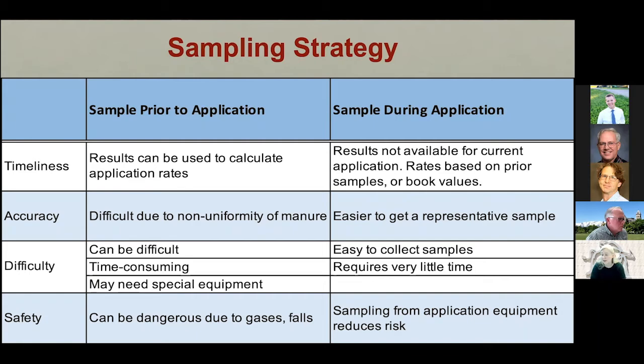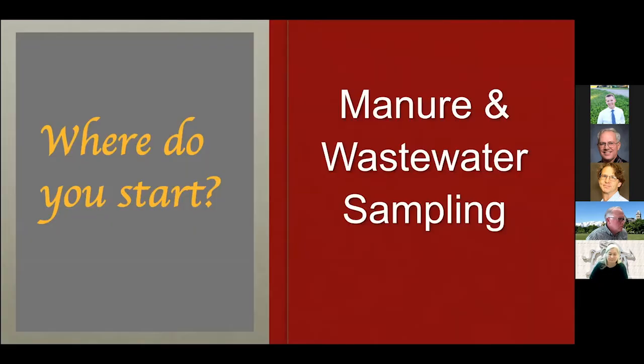If we sample during the application rate, it's much easier, it's faster. The drawback is that we don't have those results for that application. So sampling during application really works the best for those farms where you are getting a manure sample every year and you have a bit of a track record and know where you're starting at.